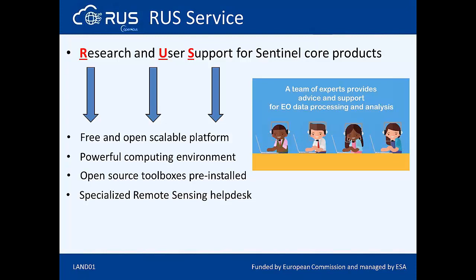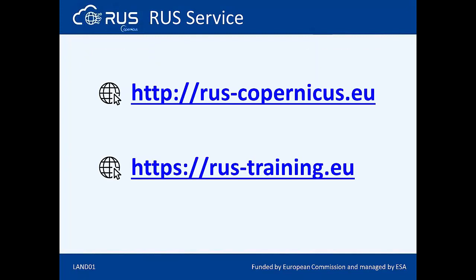But that's not all from RUS, because besides that, we also have a specific training plan, specific training activities such as this webinar, but we also have face-to-face events where we train users on different applications. You can find all the information about the RUS project and the RUS service on 2 main websites. Here we have rus-copernicus.eu and rus-training.eu. In the first one, you can find all the information about the project. The second one contains mainly all the information about our training activities. So let's go very quickly to those websites and have a look.